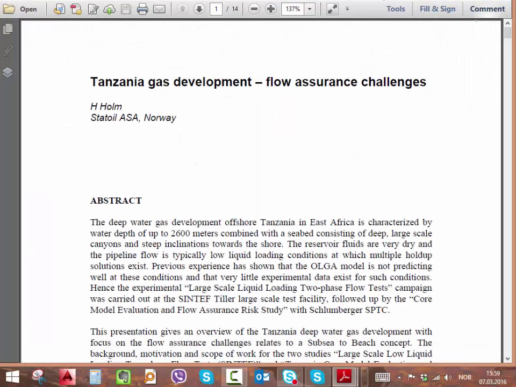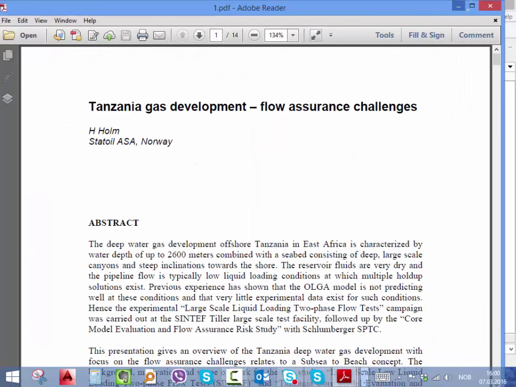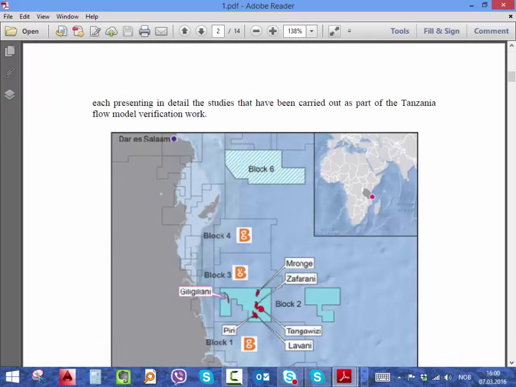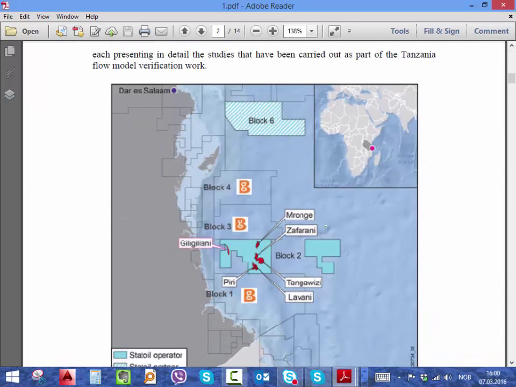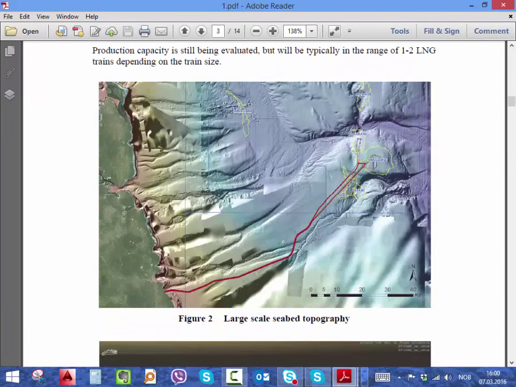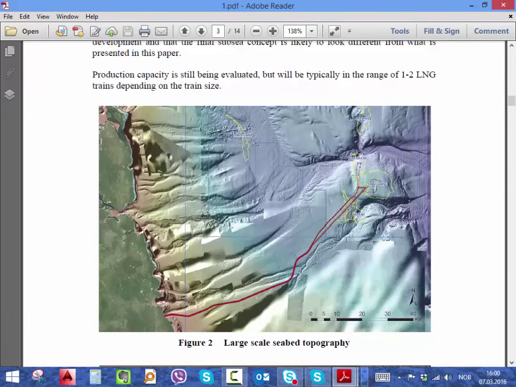Like this case, I think we have some students here from Tanzania. There was a new recent discovery of Statoil in Tanzania, a gas field, and they were planning on developing it. Let me show you a figure where it is. Okay, offshore Tanzania, and actually it's quite deep. It's like 2,000 meters deep, and they wanted to develop.